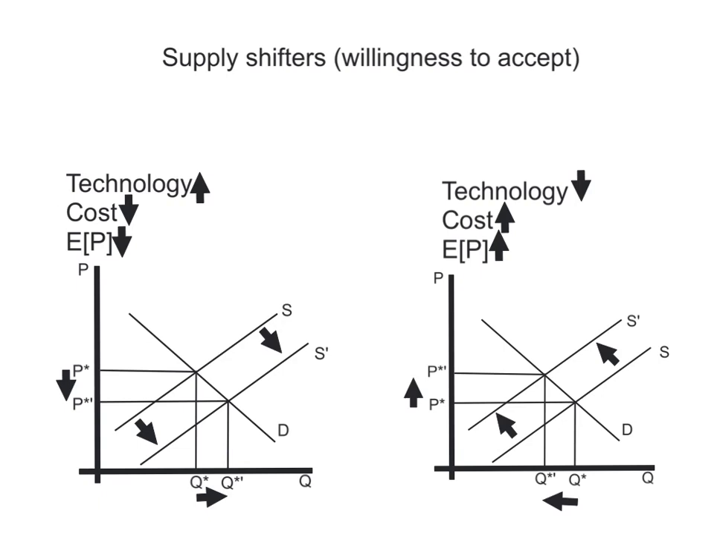Now the supply side is a little bit more straightforward, again because the supply side is largely based on the notion of cost. So when we think about supply, it's important to remember that the supply curve represents willingness to accept. So a firm has a particular willingness to accept for the price of their good. And again, this is largely from cost.